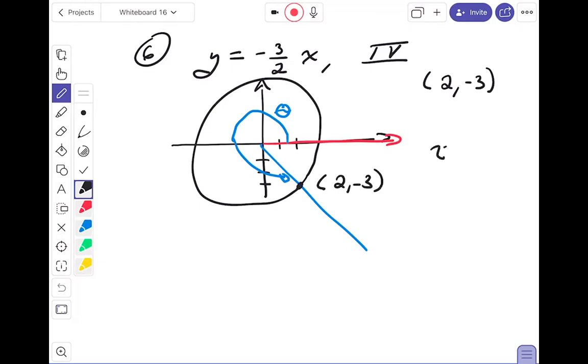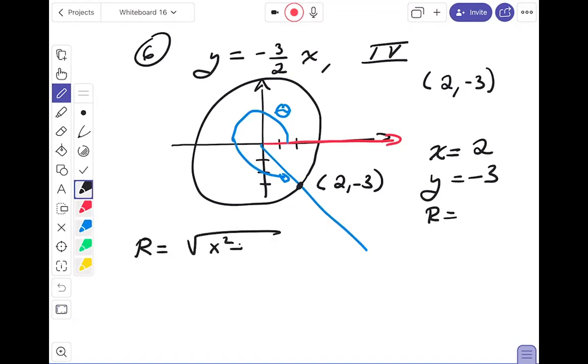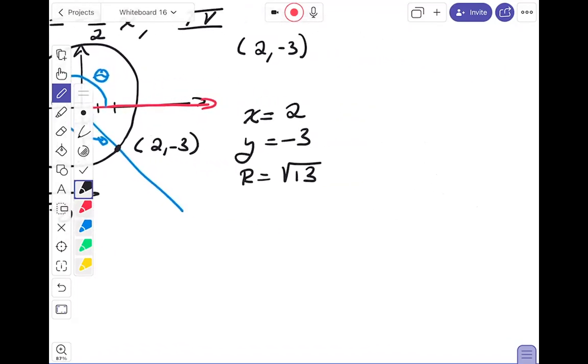So I know x is 2. I know y is minus 3. And what's r going to be? And again, I want to remind you, r is the square root of x squared plus y squared. What do you get? 4 plus 9. That's 13. So it's the square root of 13. What do I do? Find the values of the 6 trigonometric functions of theta. I'm going to put that down now. All right. Let's put this over here.